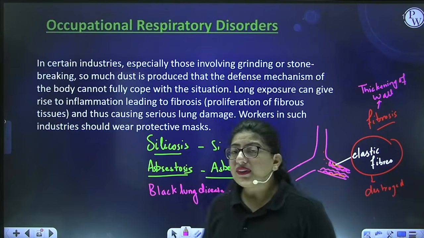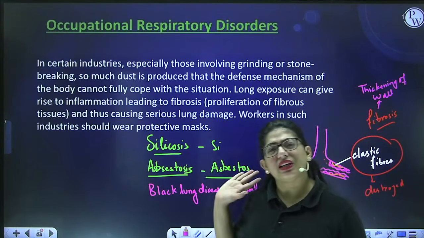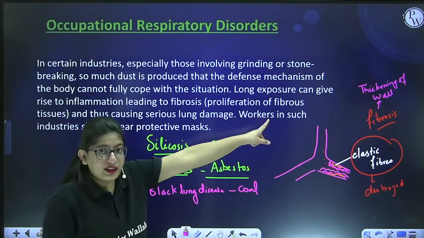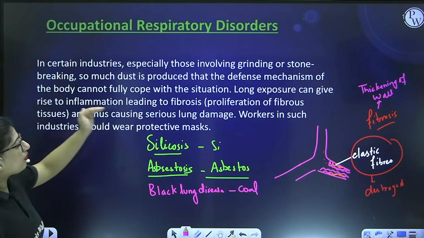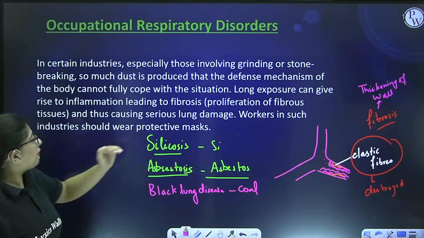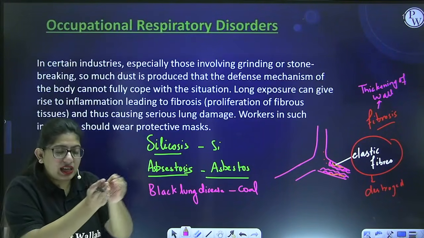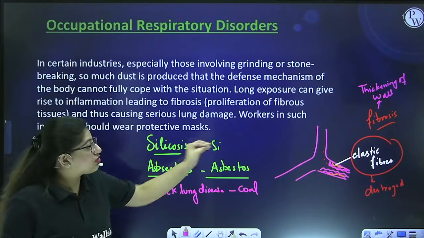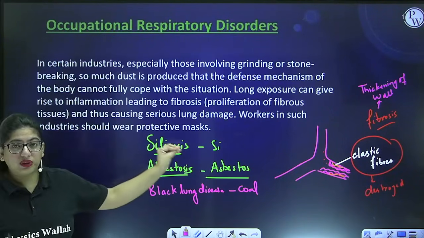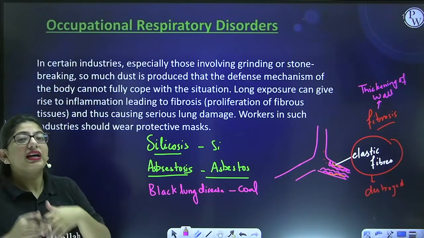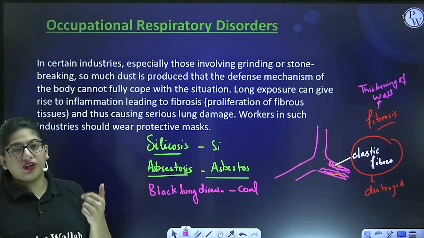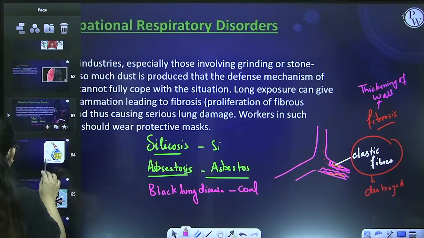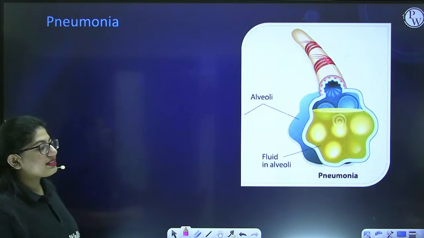Why? Because when it comes in a small amount, our immune system can easily cope with it and destroy it. But when there is constant, long exposure, it gives rise to inflammation leading to fibrosis, proliferation of the fibrous tissue. Proliferation means growth. It will get thickened and thus causes serious lung damage. Workers in such industries should wear protective masks, so that they are protected from that long exposure. All right. So this was about occupational lung disorder. Next is pneumonia.